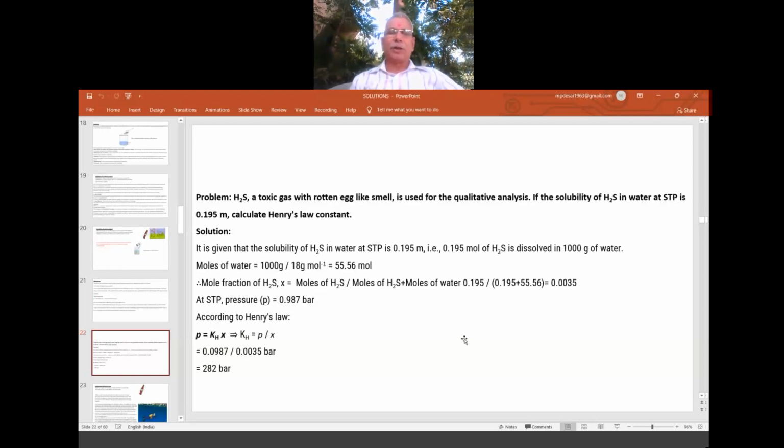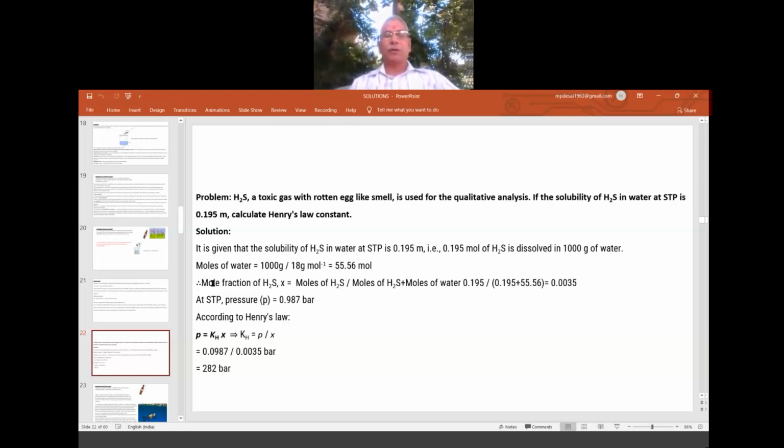Here is one numerical on Henry's law. H2S, which is a toxic gas with a rotten egg smell, is used for qualitative analysis, salt analysis, in the practicals of 11th and 12th. If the solubility of H2S in water at STP, standard temperature and pressure, is 0.195 m, where small m is molality and capital M is molarity, calculate Henry's law constant Kh.